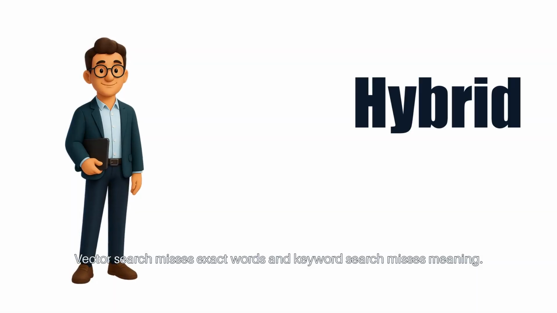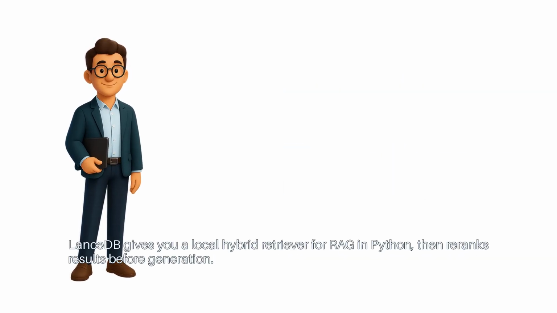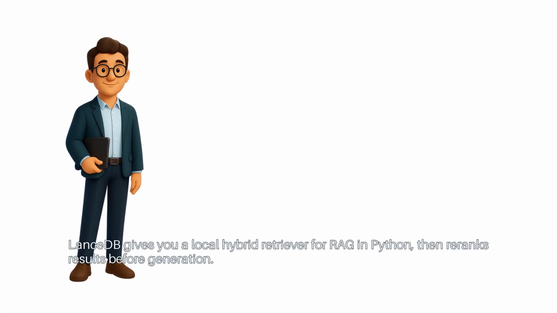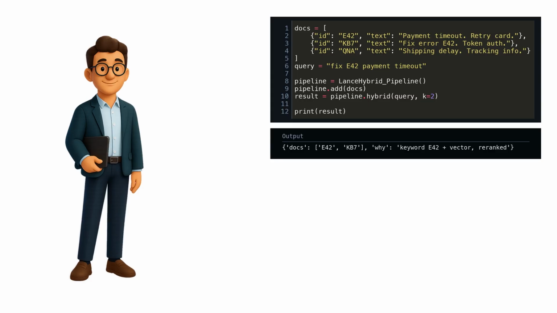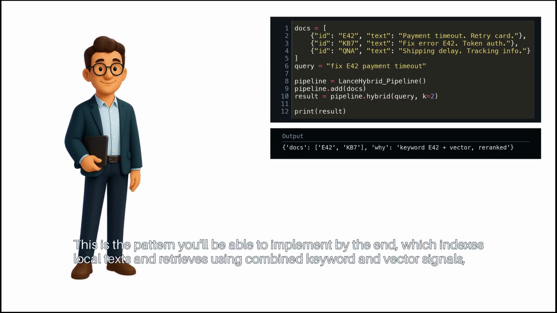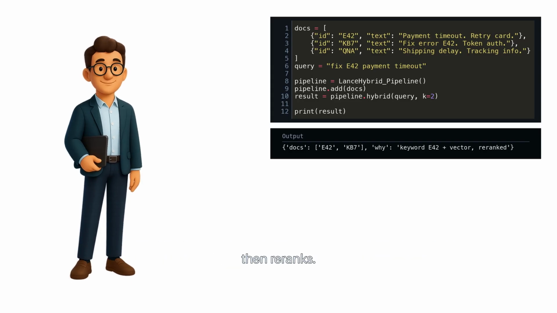Vector search misses exact words, and keyword search misses meaning. LanceDB gives you a local hybrid retriever for RAG in Python, then re-ranks results before generation. This is the pattern you'll be able to implement by the end, which indexes local texts and retrieves using combined keyword and vector signals. Then re-ranks.